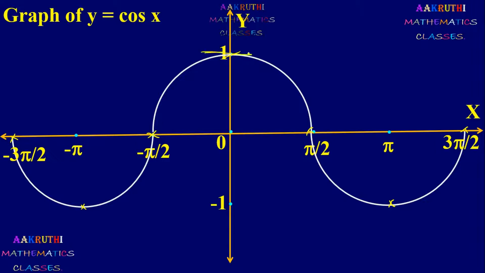So here also the highest value is 1 and the least value is minus 1. Therefore the range for cos x is minus 1 to 1.